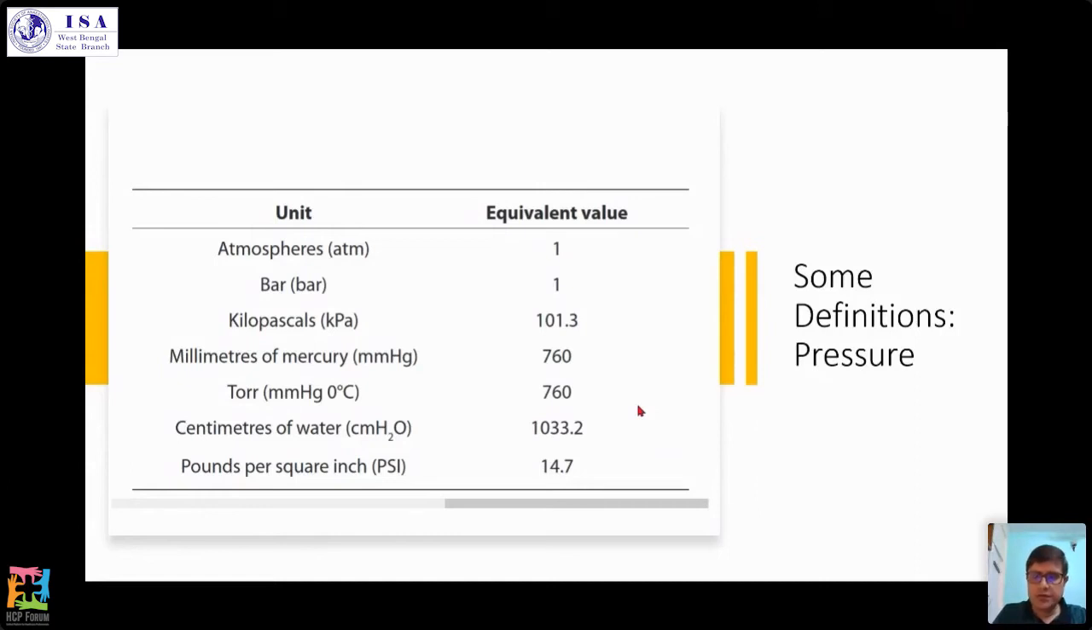So when you go to kg per meter square, kg per meter square is pascal. So we can use kg per centimeter square. So 1 meter is equal to 100 into 100, so 1 million. So kilopascal is 1,000 pascals.